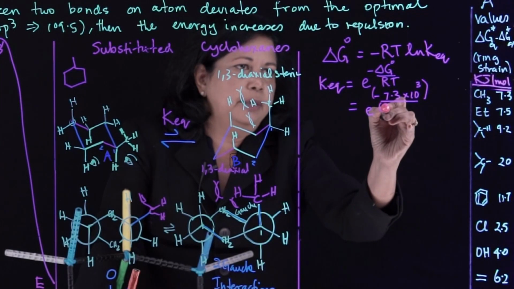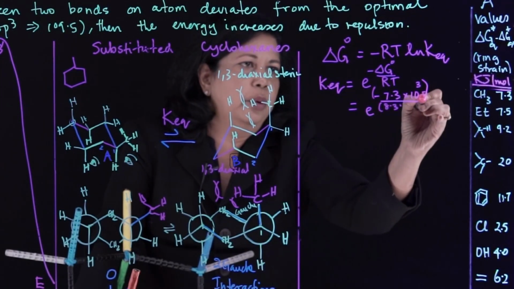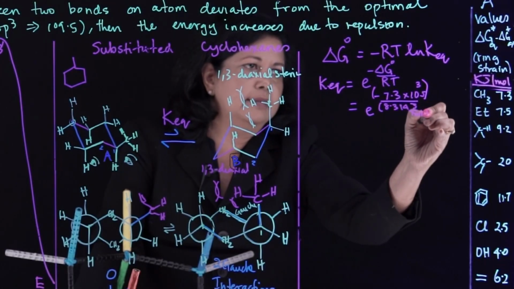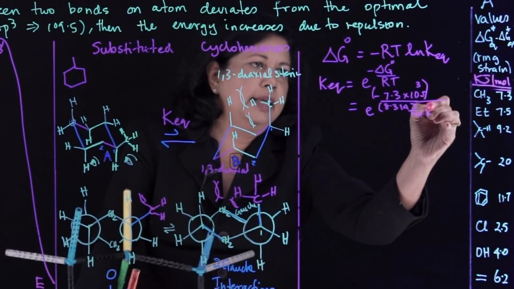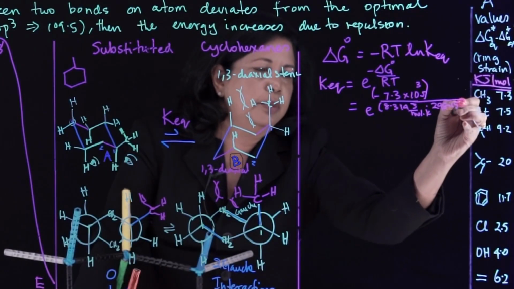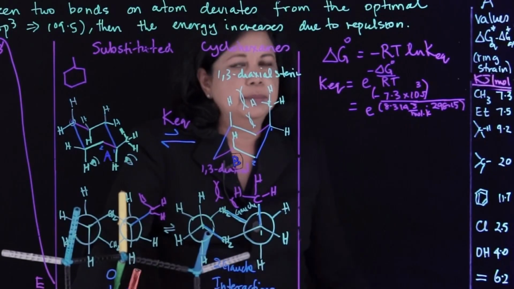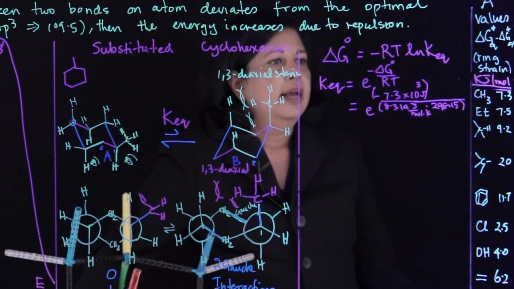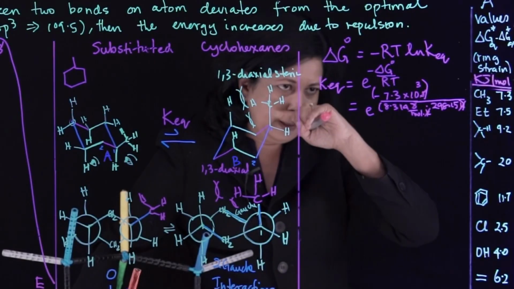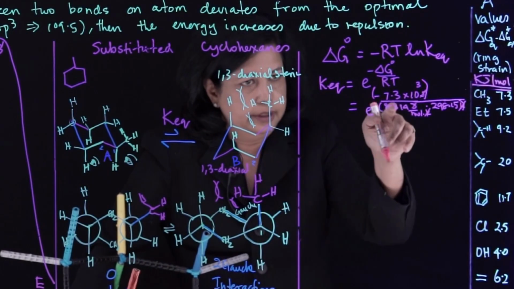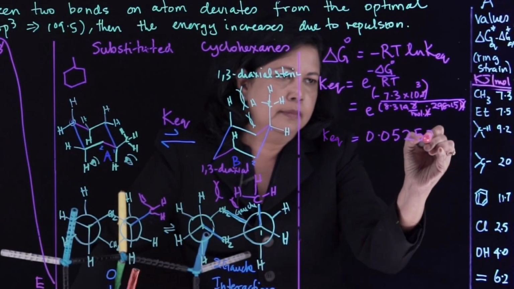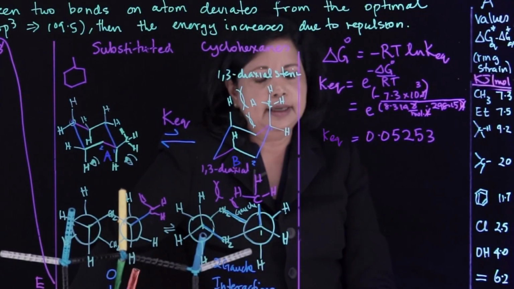Divided by 8.314 joules per mole Kelvin times 298.15, which is room temperature, 273.15 plus 25 degrees. That's Kelvin. And so here you are going to get a ratio of 0.05253. Okay, that's your K equilibrium.